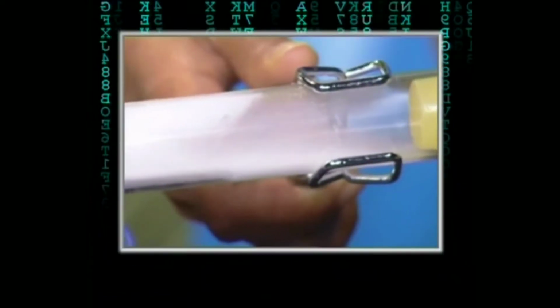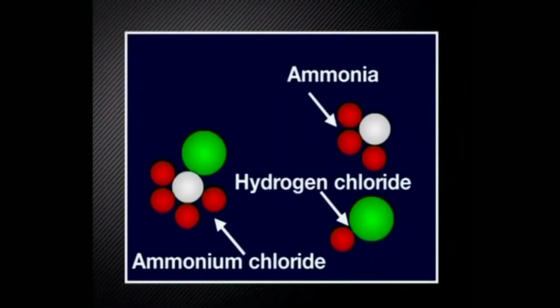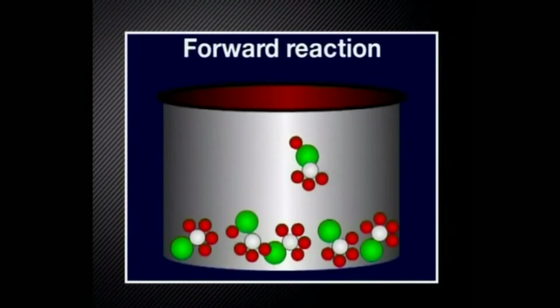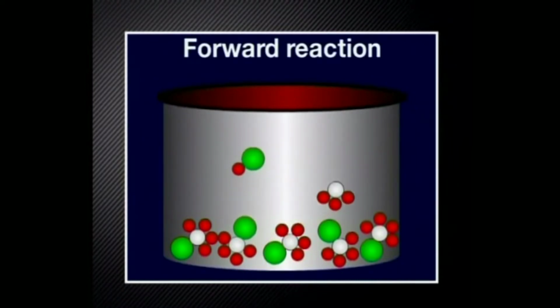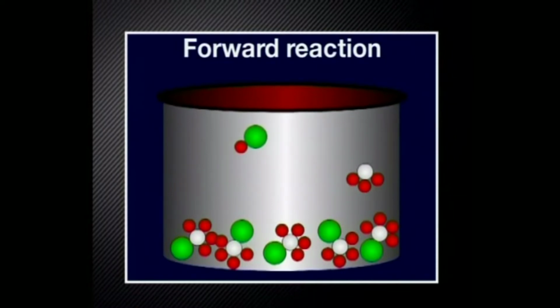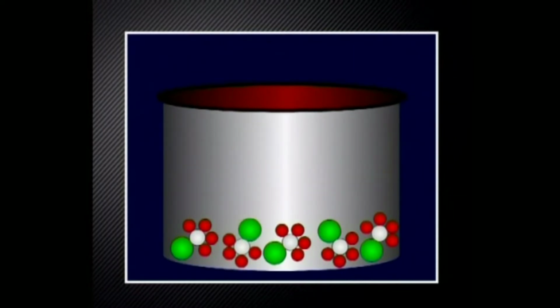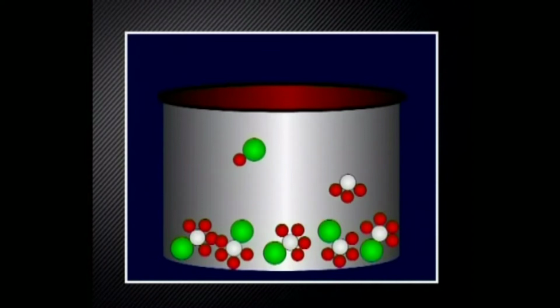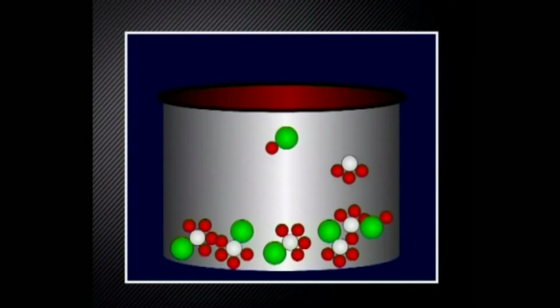As they heat this ammonium chloride, it produces ammonia and hydrogen chloride gas. But in the tube, it looks like nothing is changing. But when we look at a microscopic level, we can see that the forward reaction is occurring, or the decomposition of ammonium chloride to ammonia and hydrogen chloride gas. And the reverse reaction is the synthesis of ammonium chloride.